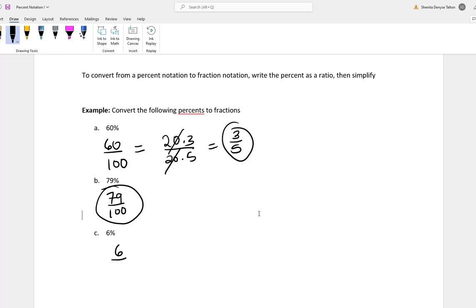The next one is 6%. So that will be 6 out of 100. And then we are going to reduce that. It looks like 2 is the largest number that goes into both. The 2's cancel out. You're left with 3 over 50.